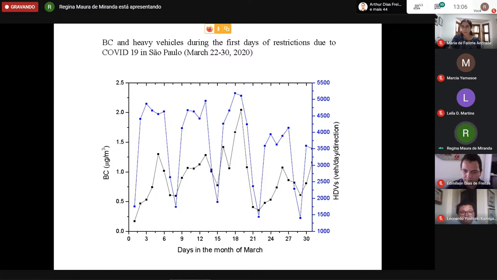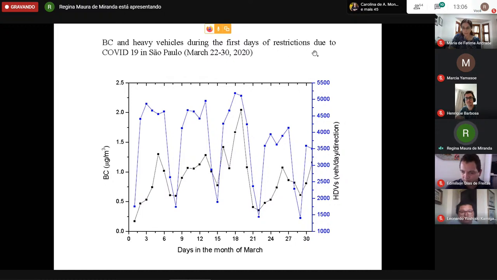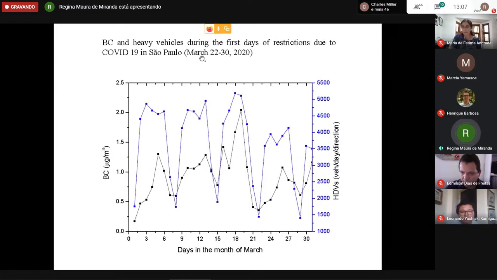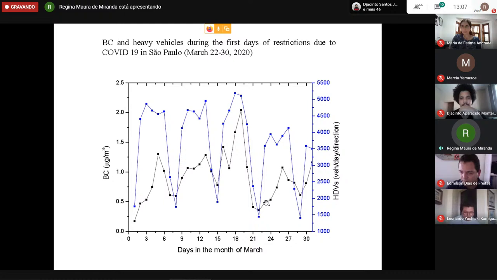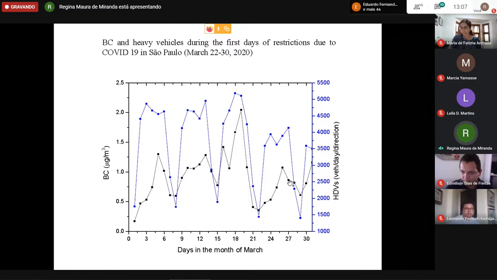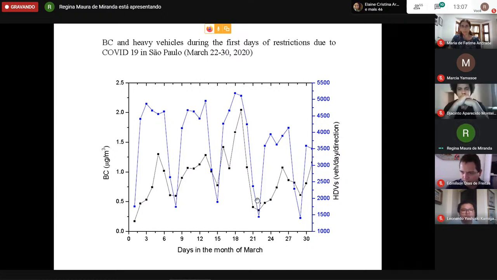Here, more results for black carbon, relating black carbon and, again, heavy vehicles during the first days of restrictions due to the pandemic in São Paulo. So from March, here we can see the days in the month of March. In the last days of March, we can see a decrease in black carbon, the black line, and also a small decrease in the total vehicles and heavy vehicles. So again, this pollutant is important and very related to heavy vehicles.